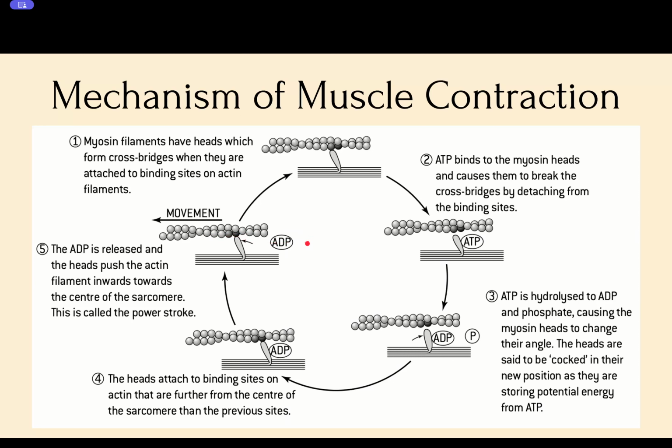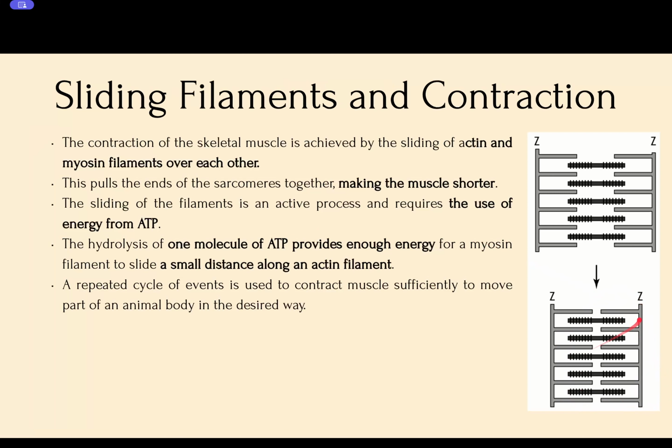So when the ADP is removed, the heads will push the actin filament inwards towards the center of the sarcomere, and that's the power stroke. Now this repeated movement is what will lead to this happening, where both of the Z lines and the actin filaments will move closer and closer to the center of the sarcomere.